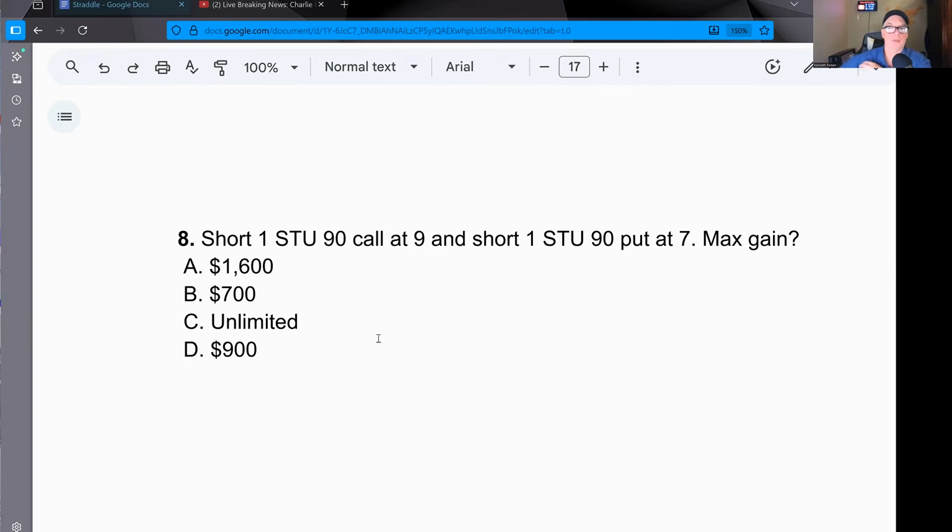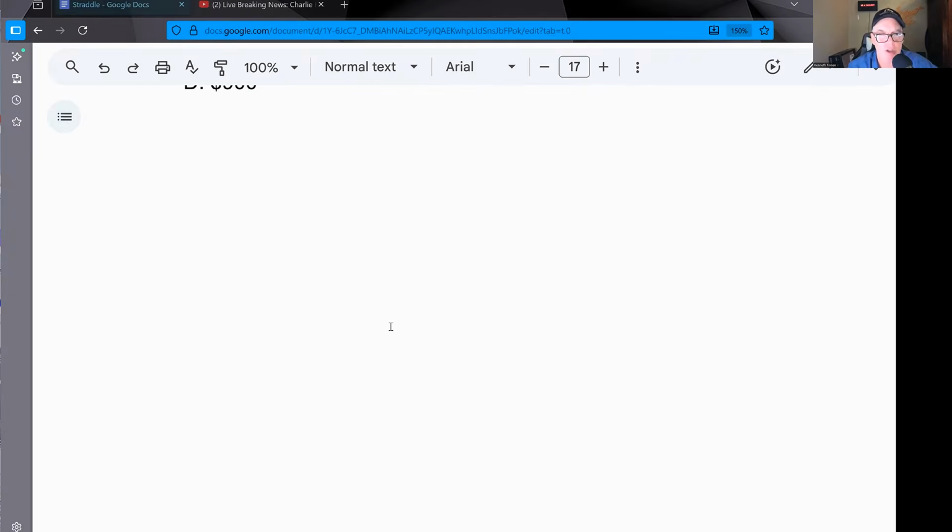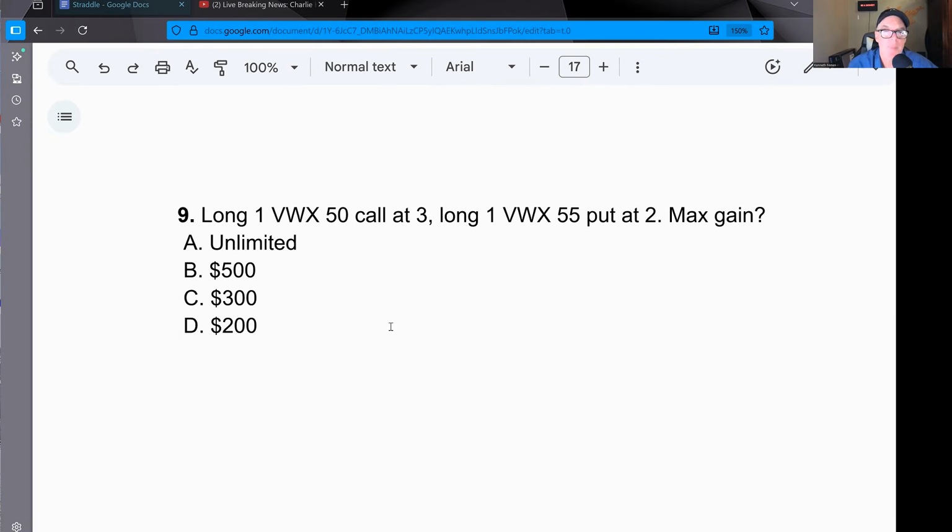Number 8. 2 more. 3 more. Short a 90 call. Short a 90 put. Max gain. Add them up. 9 plus 7 is 16. So 1,600 is my max gain. Make sure you press pause before I answer it. You should be doing these in your sleep by now.